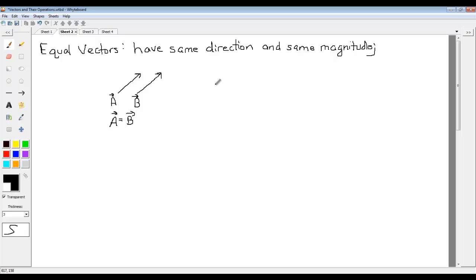If they have the same magnitude but different directions, they're not equal. Or if they have different magnitude but the same direction, they're not equal. They have to have exactly the same direction and magnitude. So that's something about equal. And if they have the same direction and same magnitude, you can say they're equal. So it goes both ways, if and only if.